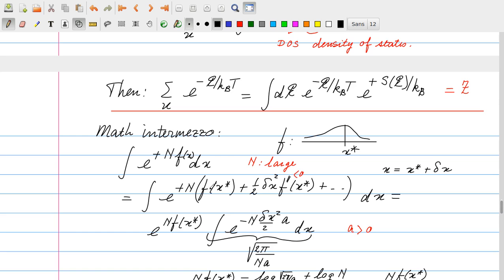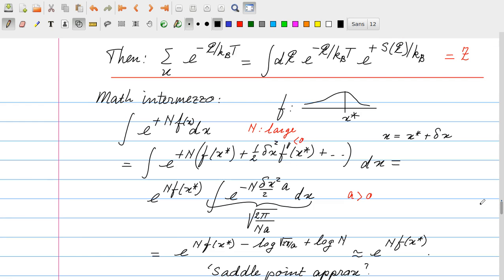Now the n times f(x star), because x star is a fixed point, that's a constant, we can pull that in front of the integral. And furthermore, because f has a maximum, its second derivative is smaller than 0. And so we write that as minus a, where a is positive. And then we see that we have a Gaussian integral over dx.